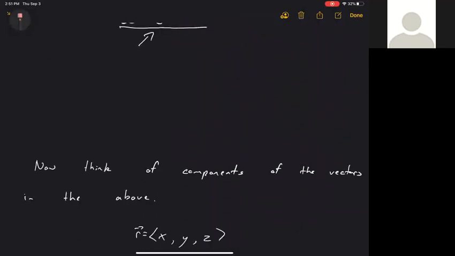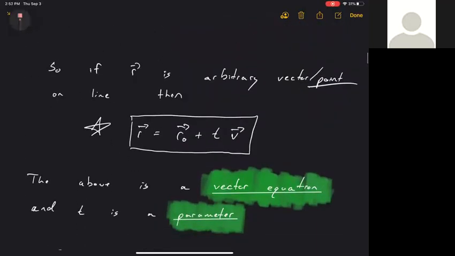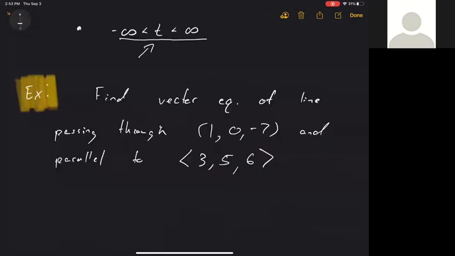Okay. So we've shown the vector equation of the line, and maybe we should do an example real quick. A quick, easy example. Find the vector equation of a line passing through the point (1, 0, -7) and parallel to the vector (3, 5, 6).